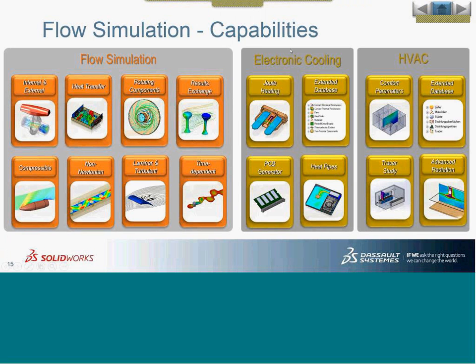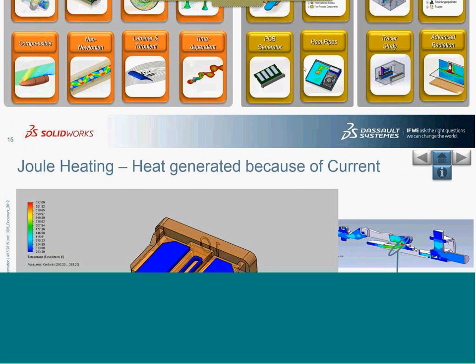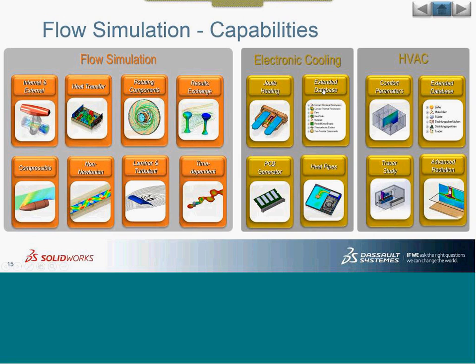So these are the different capabilities of flow simulation. Apart from that, as you know, we have two more modules. One of them is called electronic cooling. This one is heating, ventilation, and air conditioning. Now, electronic cooling has one of the important capabilities which is called Joule heating, where we can simulate the amount of heat created by a conductor when a current flows through it. That can be simulated in flow simulation. It is an interesting thing which is required more for electronic equipment.